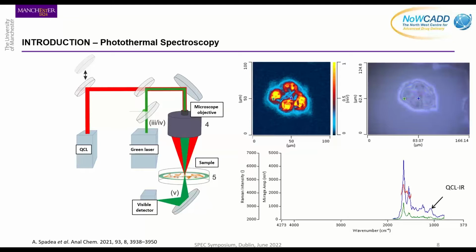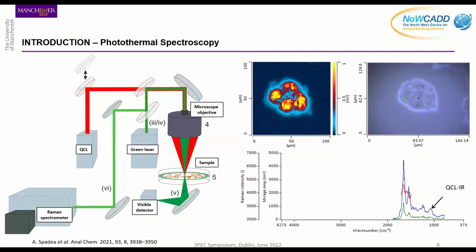There we go. Okay, so on our particular system, we've got the QCL laser. I don't know what's happening to the pixelation on that image, but there's an image of a cell, and this is the QCL region covering the fingerprint region. But we can add the Raman spectrometer, which is really useful.